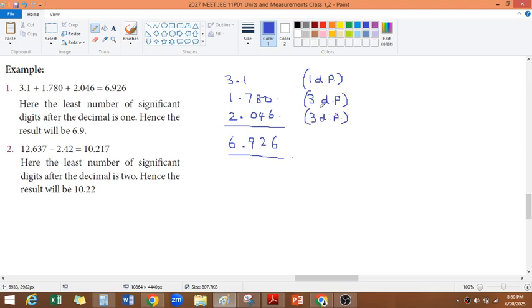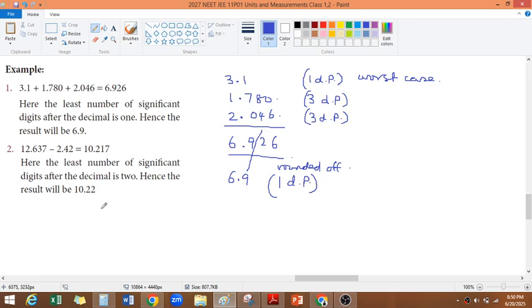So the worst case decimal point is this one. Worst case means lowest. So your answer should also have only one decimal point. So you have to round it off to one decimal point. So 2 is less than 5, so I will write it as 6.9, with one decimal point. So rounded off to one decimal point. Okay, wow.